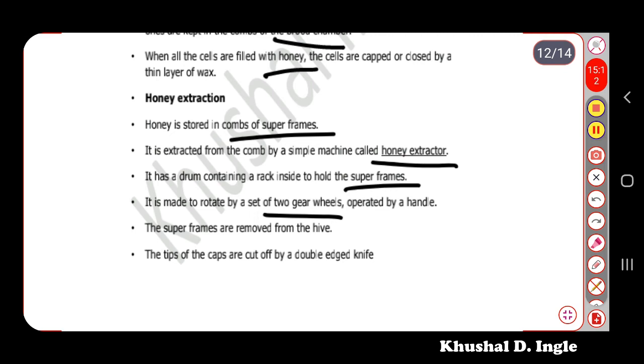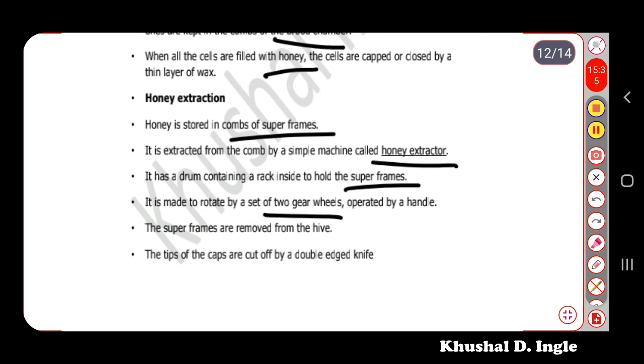So what I said here is that it is a drum-like structure which contains the rack, and that rack will be used to hold the wooden frames or the super frames. It also has 2 gears, it contains the wheels, and it contains the handle, and that handle we have to rotate by our hand.